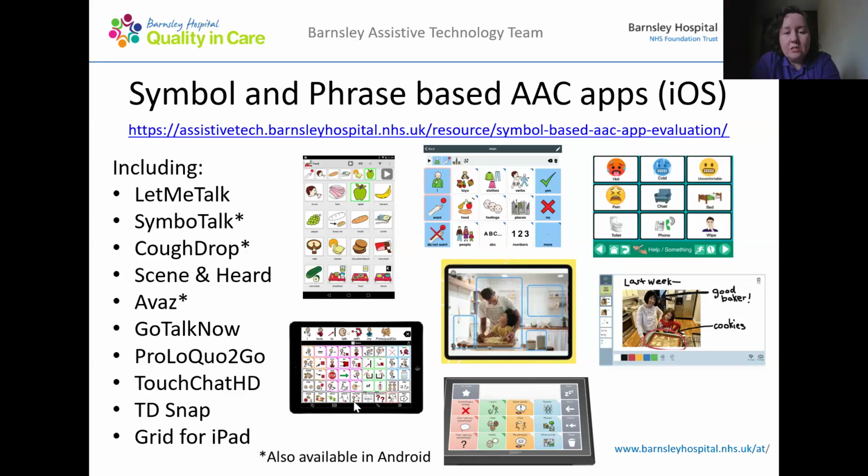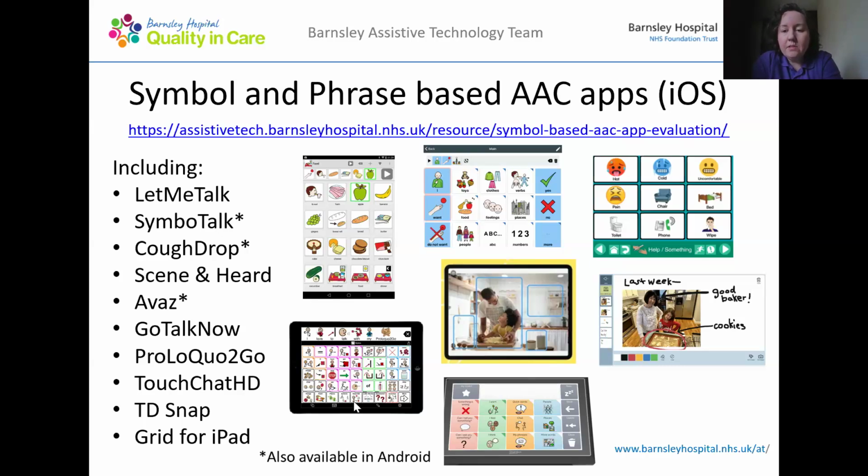And Symbo Talk, which is on the very top in the middle, is similar to Let Me Talk. It's just another version of a free symbol-based app that does quite similar things. It has the categories, for example the food page and the feelings page, and you can edit it as well. I prefer Symbo Talk to Let Me Talk, because Let Me Talk hasn't been updated for a very long time, I think.